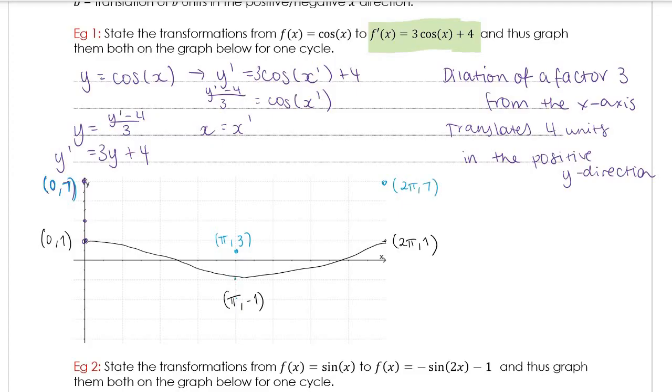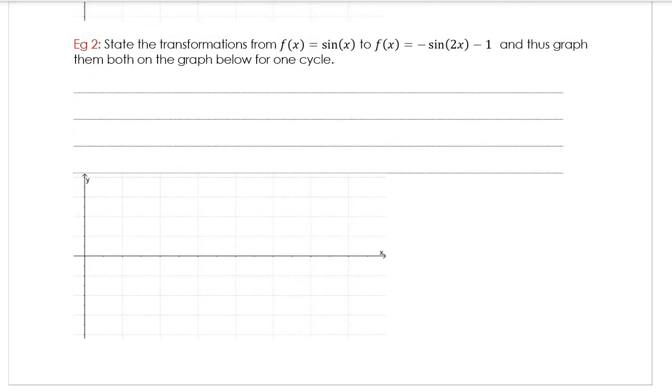7. Apologies for my scale being a bit out of whack, but I hope that it makes sense with the transformations that we've got. And we can see that the period hasn't changed, but the graph has been shifted up due to the dilation and the translation, okay? Feel free to have a go at this one by yourself, but I'm going to go through it again using the same sort of method.